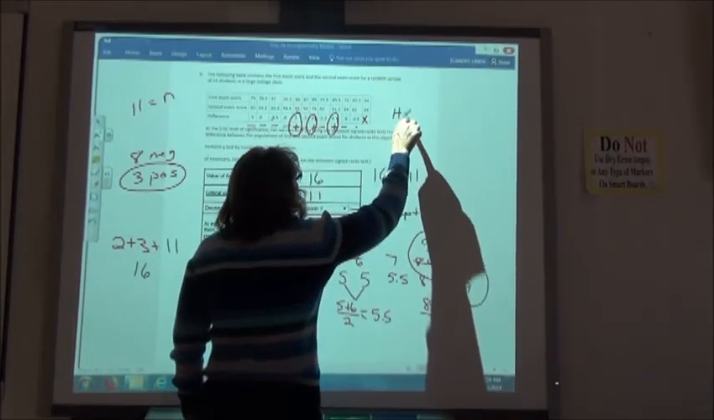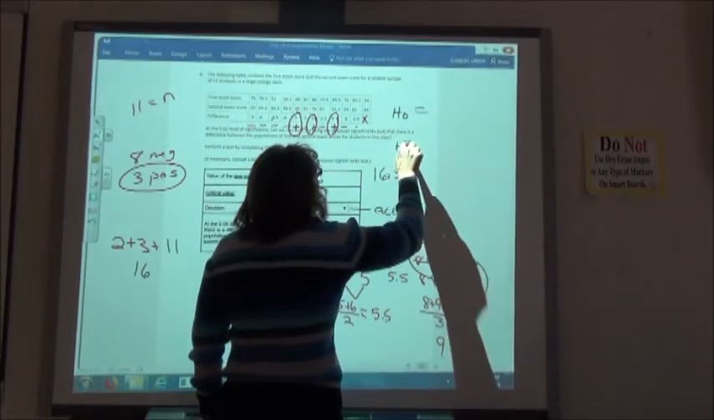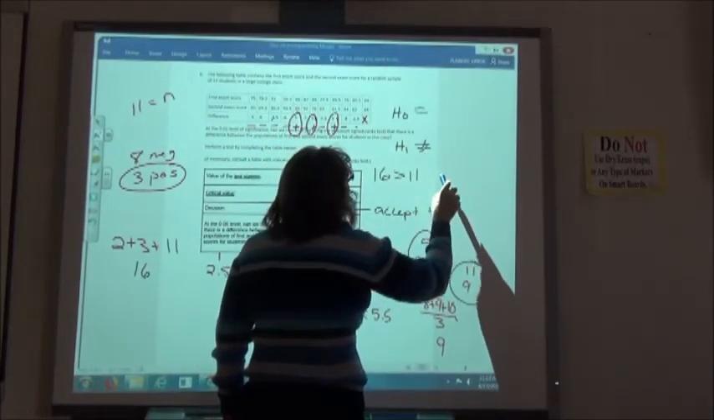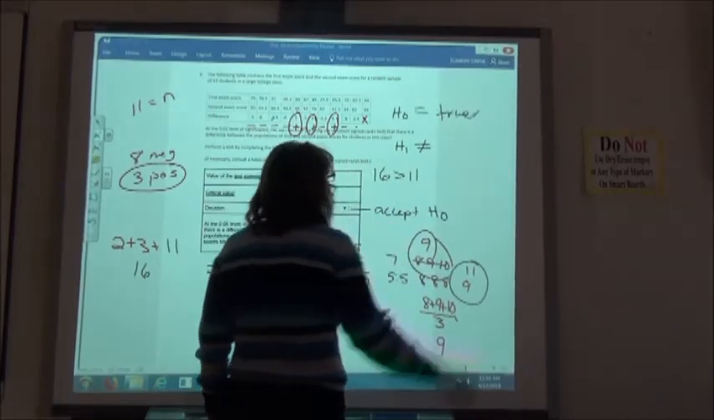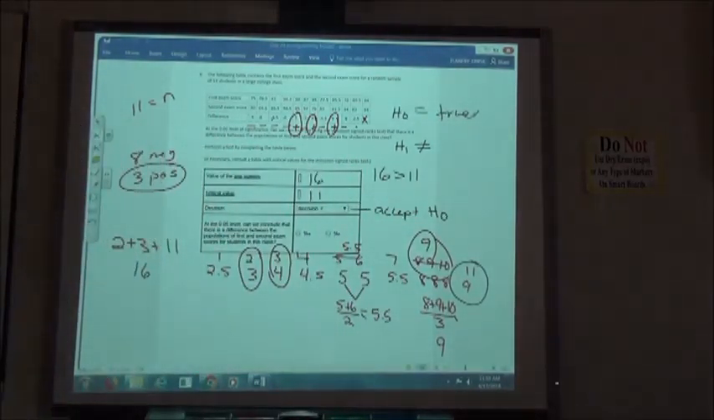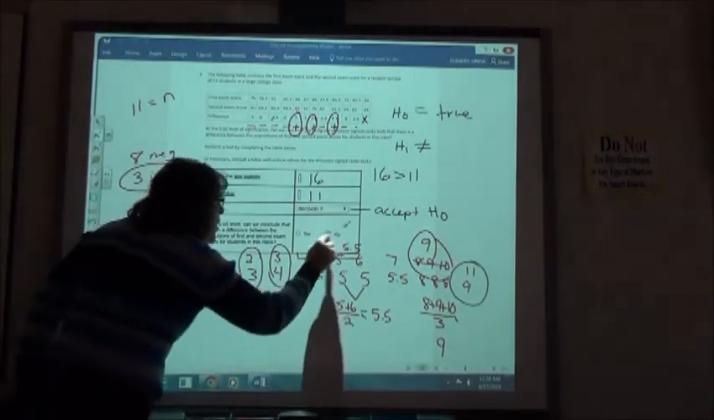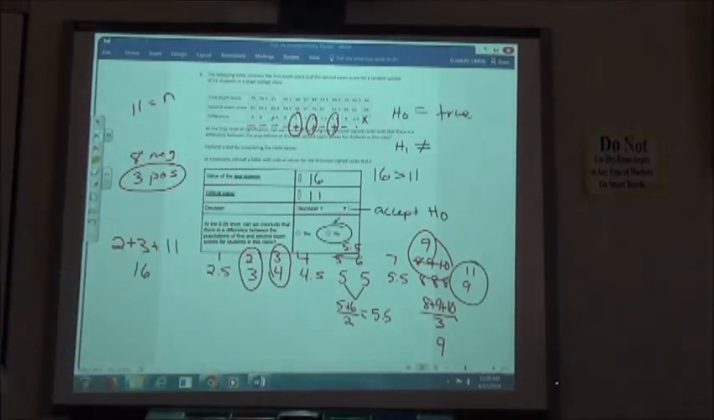Again, my null statement was that it's equal. My alternative one is not equal. This is my true statement. So, can we conclude there's a difference? No, we're saying that they're equal, that there is no difference.